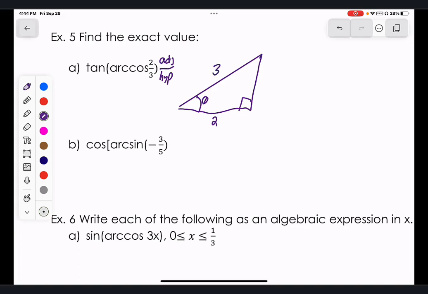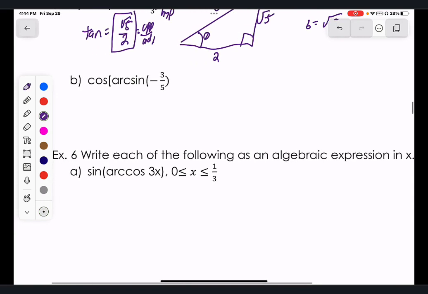And so if we just compute our other side, it's going to be 2 squared plus b squared equals 3 squared, or b equals the square root of 5. So this side is the square root of 5. And they want the tangent of theta, which is going to be opposite over adjacent, which is just going to be the square root of 5 over 2. Again, that's the opposite over adjacent side. And that's our answer.